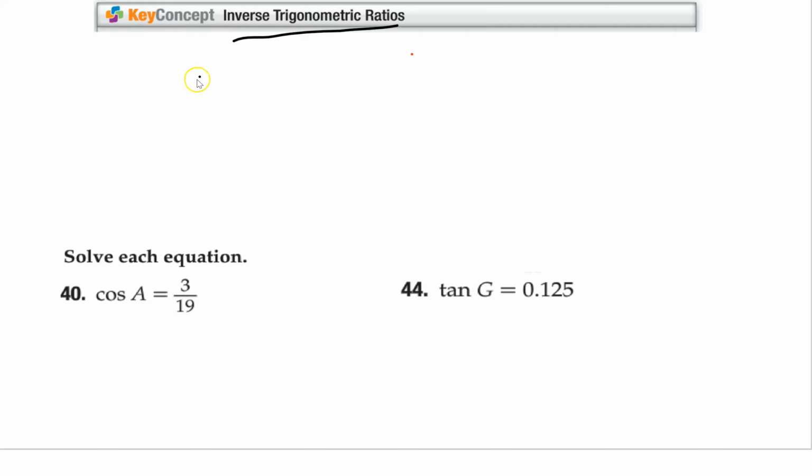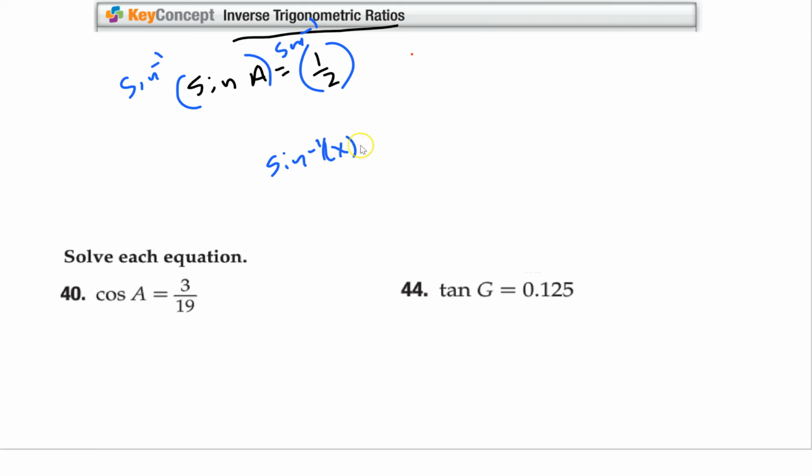So if I have sine of a equals, let's say, 1/2, and I want to get rid of the sine, we're going to do what's called inverse sine. So we're going to take the inverse sine of both sides. Inverse sine, just for you to know, is also known as sine to the negative 1 power, is also known as arc sine. Don't ask me why.